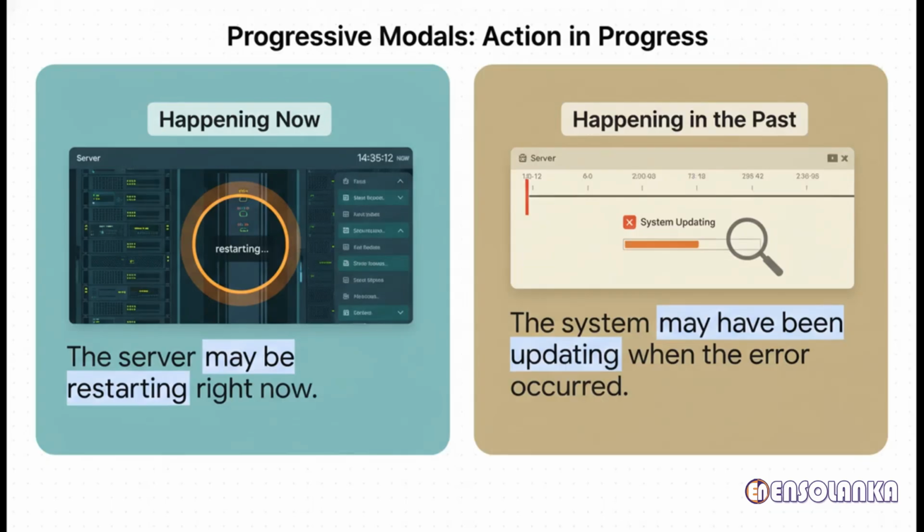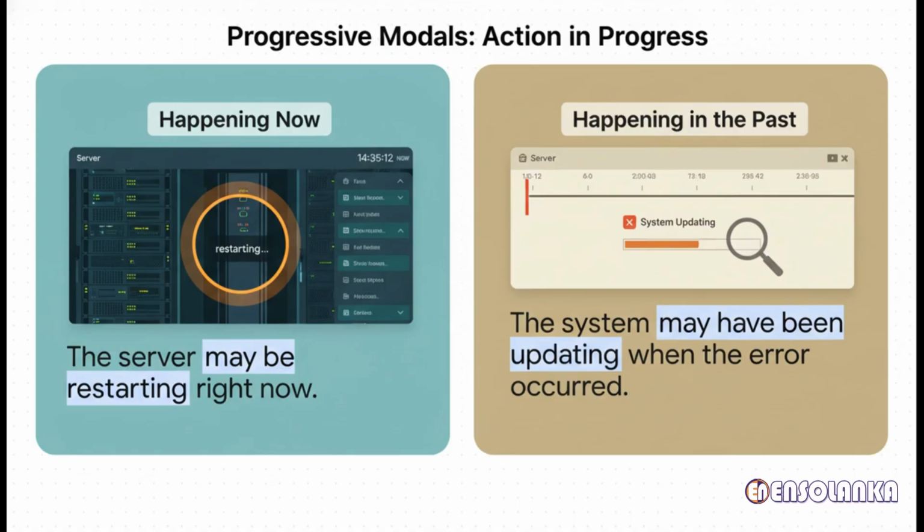You can really see the difference here. For the present, you might say, the server may be restarting. That describes something possibly happening right now. For the past, you'd say something like, the system may have been updating when the error occurred. This lets you pinpoint an action that was in progress when something else happened.